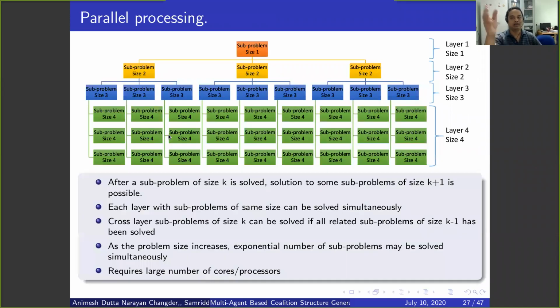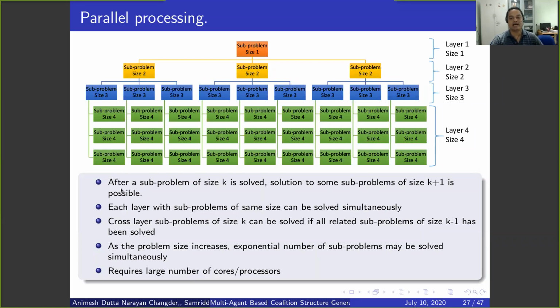So what we did, this is the idea. Sub problem of size 1, one-size coalition: each of the agents will be working separately. Sub problem 2, two-size coalition: this two-size coalition will be working together. Then the three-size coalition can work together. Similarly, the four-size coalition can work together.